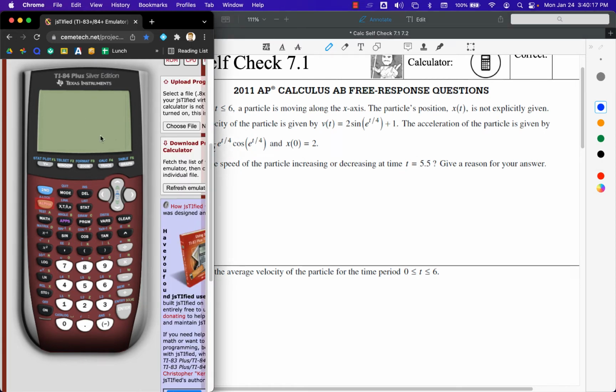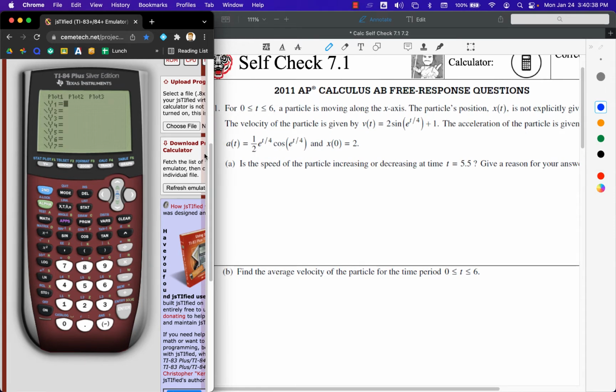I'm using this chemtech.net emulator because Rabbit EMU has stopped working. So if I turn it on, first of all, I don't want to hit alpha. I want to go to the Y equals, just Y equals. Clear. Come on, Y equals. There we go. Let's go ahead and type both of these in.